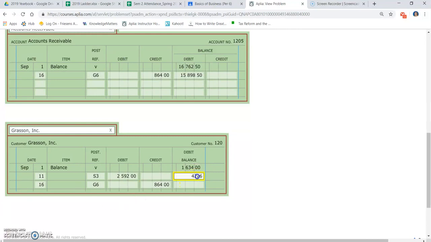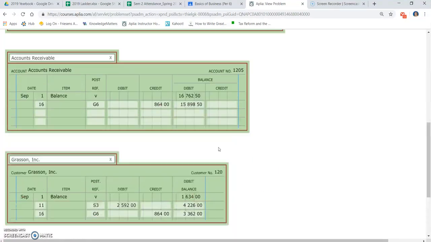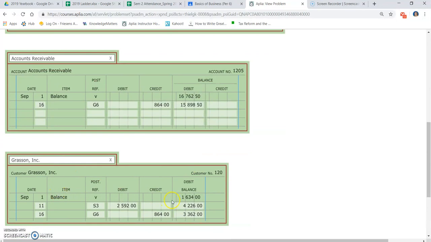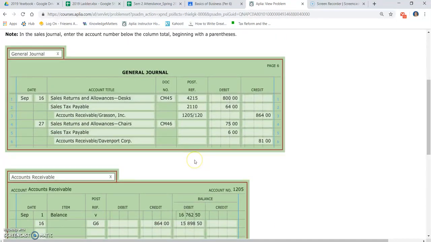So that's actually reducing the amount that they owe us. So we take $4,226 and subtract $864, and we get $3,362. So their account number is actually 120. So I need to go back up here and fix this so that it says 120 instead of 110. Remember the 1205 is that it goes to accounts receivable, and the 120 is that it also goes to Grassen Inc. So I'm going to pause right here because I'm going to run out of time, and we'll pick up the rest of this, our totals, and the rest of our individual postings, in the second video.